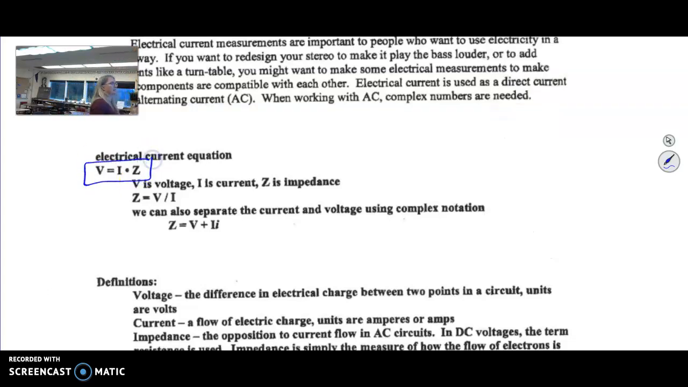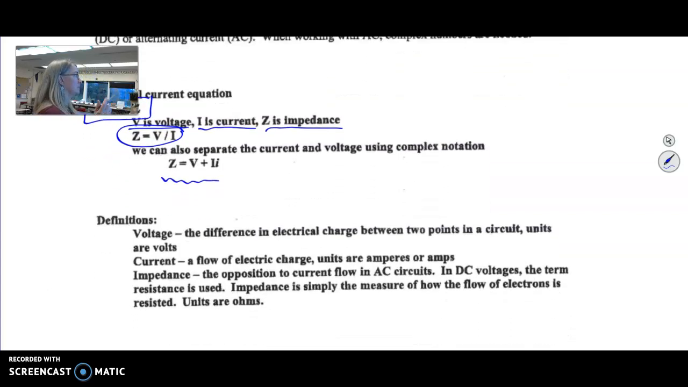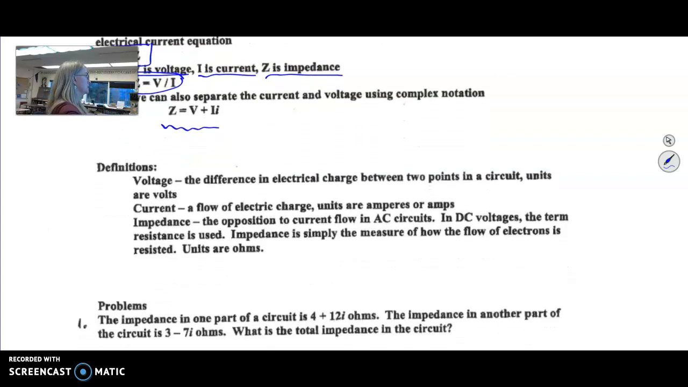V equals IZ. We're going to do a few problems with this. V is your voltage, I is your current, which is why we use j in electronics versus i, because i is already used for current, and Z is called the impedance. So you can rearrange this equation, and Z is equal to V divided by I. We can also separate the current and the voltage using complex notation. If you're interested in that, you may want to read some more about that. Also watch the videos.